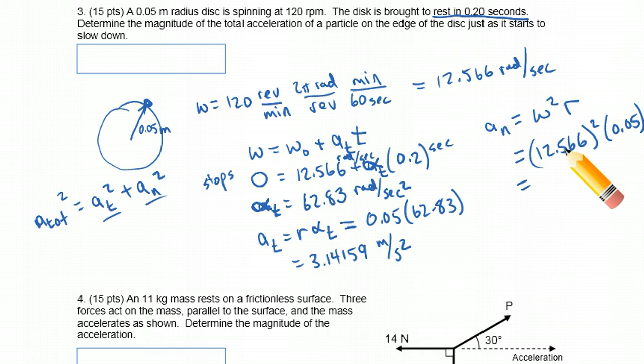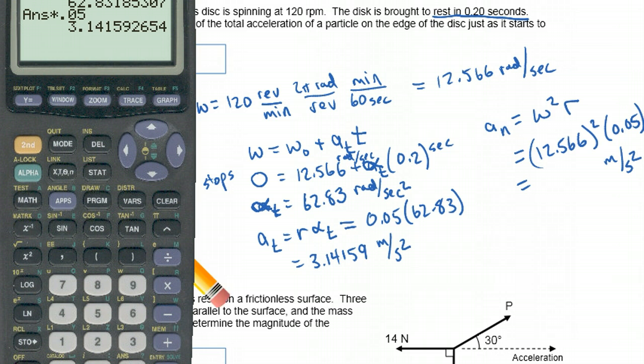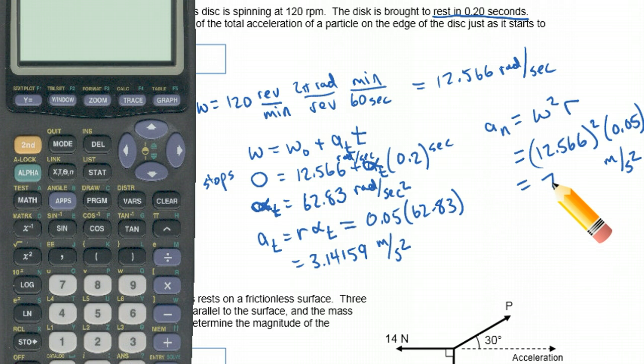This is in units of radians per second, so radians are unitless, so it's going to be seconds squared on the bottom and meters right here, so it's going to be meters per second squared, and that number comes out to be 12.566 squared times 0.05, 7.895. So our normal acceleration is 7.895 meters per second squared.